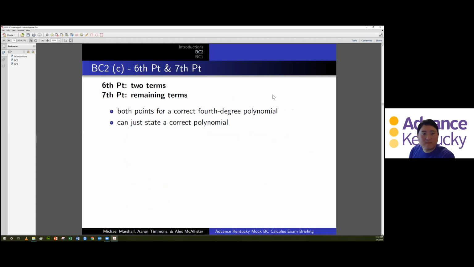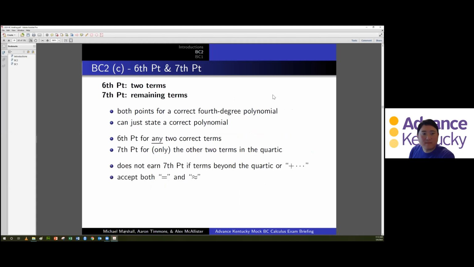And so, sorry, actually the reading is going to be very similar to the way we talk about students earning points to what we just did in Part A. Right, both points for a correct 4th degree polynomial will allow, again, the students to just state the correct polynomial. The 6th point is for any 2 correct terms. It doesn't have to be the first 2 or, right, any particular ones, but any 2. And then the 7th point is for the other 2 terms in the Quartic. So again, it's got to stop at the Quartic.